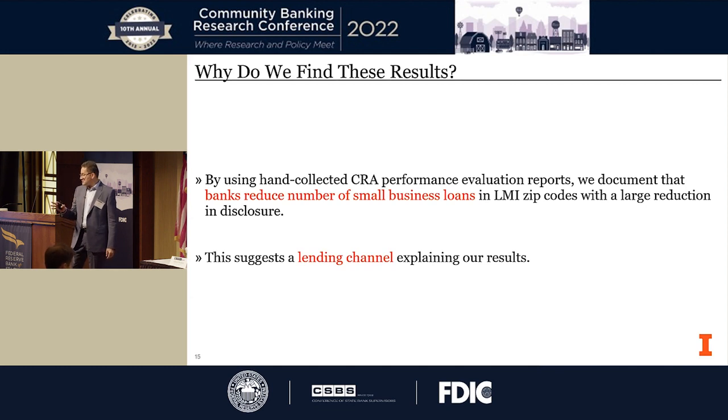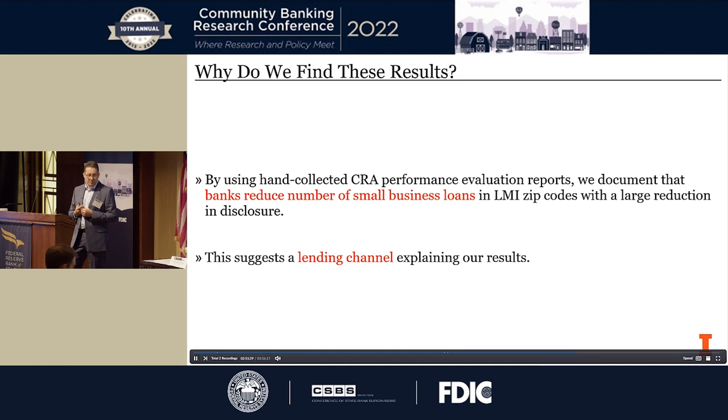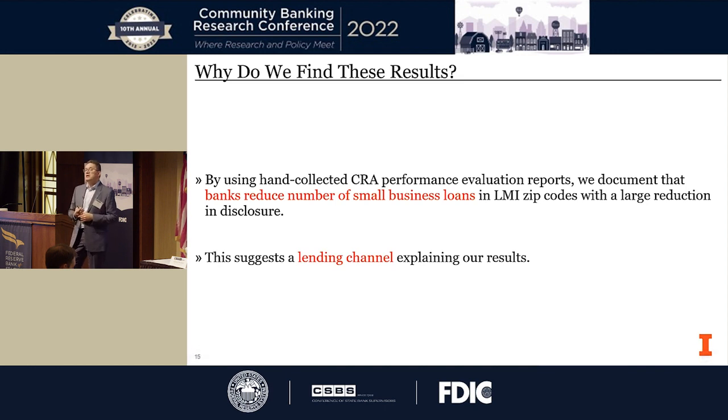So the picture is, after this rule change, there is a group of intermediate small banks that stop disclosing these geographical details. In the meantime, they change their lending behavior where, instead of lending to lower and moderate income areas, they lend in other areas, generally middle and high income areas. And because of this, we have some negative consequences in the local communities in the form of small business establishments, wages, and employment.